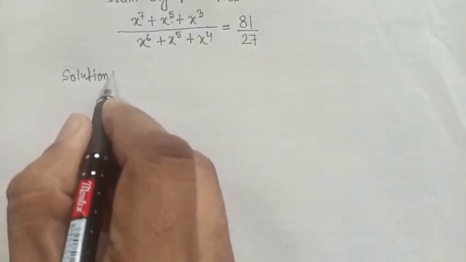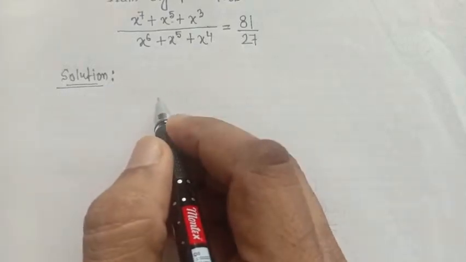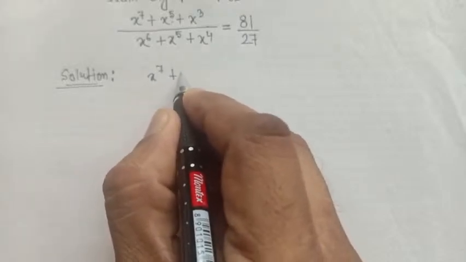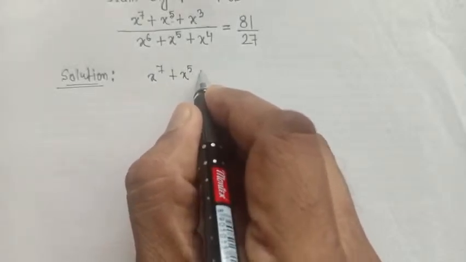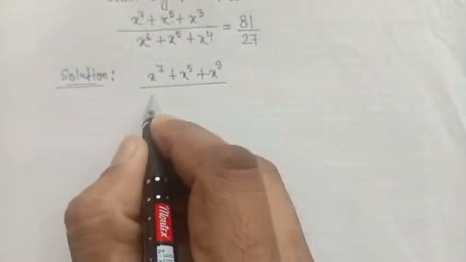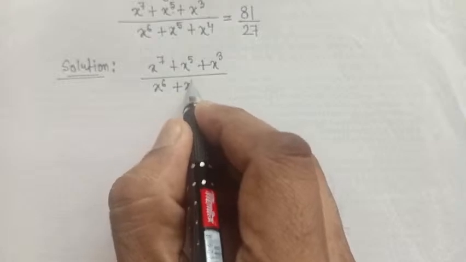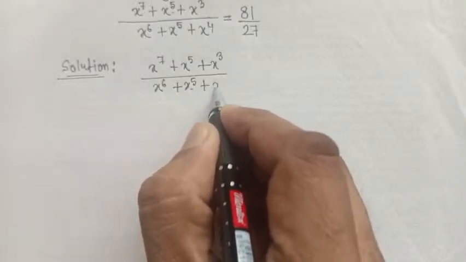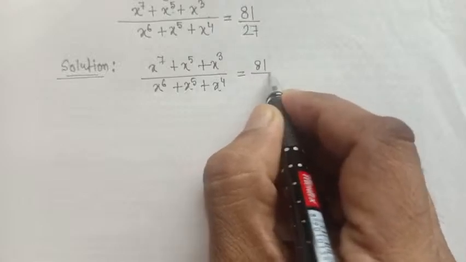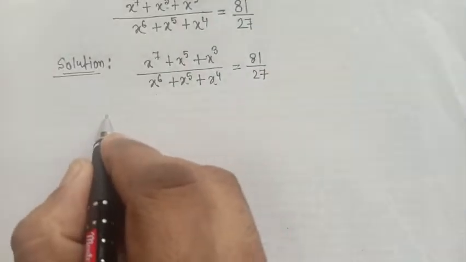So we have started to find out the solution or value of x. We have the expression like x to the power 7 plus x to the power 5 plus x cube by x to the power 6 plus x to the power 5 plus x to the power 4 is equal to 81 by 27.